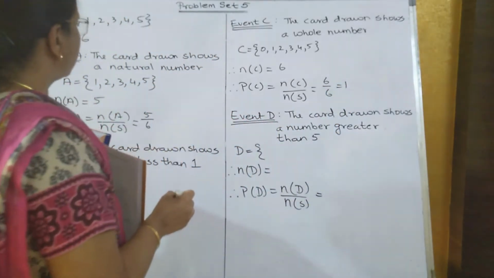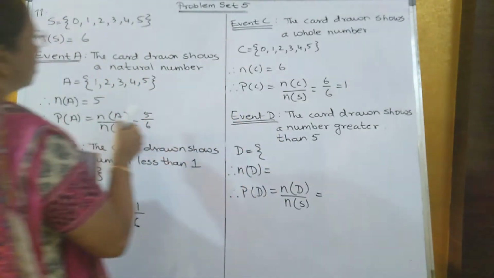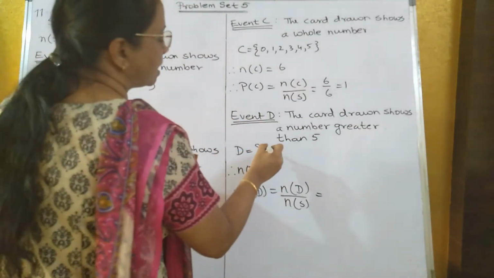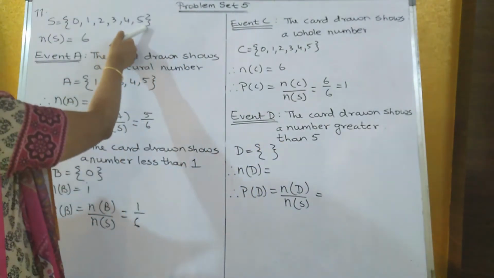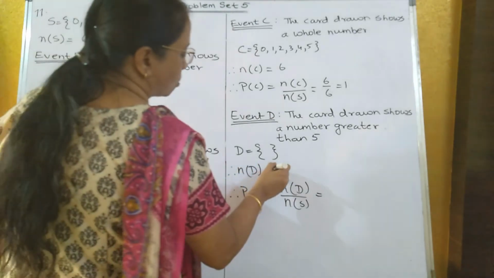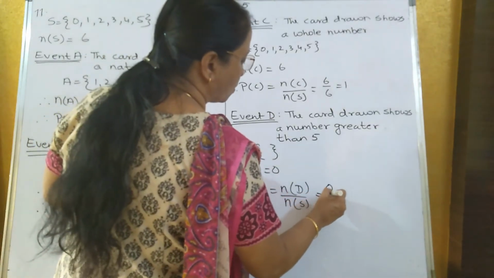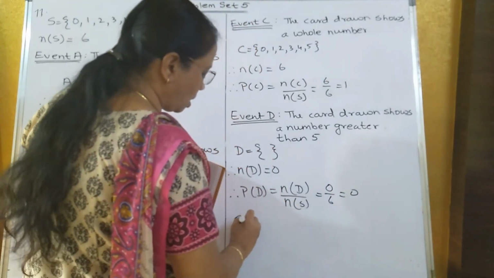Now event D, the card drawn shows a number greater than 5. Now greater than 5, there are no numbers given over here. So it's a null set. There is no number in the sample space which is greater than 5. So ND is equal to 0, PD is equal to ND upon NS, that is 0 upon 6, that's equal to 0. And then write down the answer.